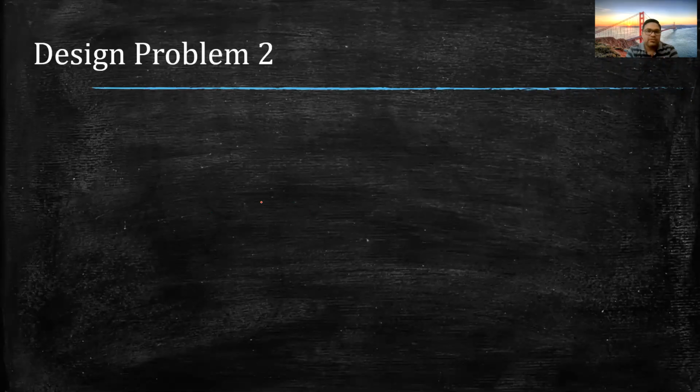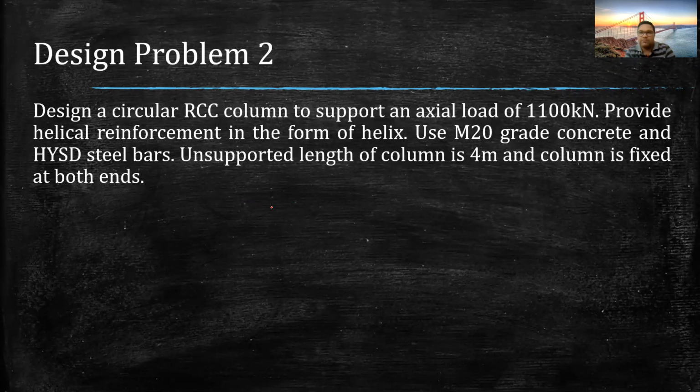Hello, welcome back. So now in this part, we will solve the problem related to the helically reinforced column. So this is our problem which we have to design. In this, we have to design a circular RCC column to support an axial load of 1100 kilonewton. And we have to provide helical reinforcement in the form of helix in this column.